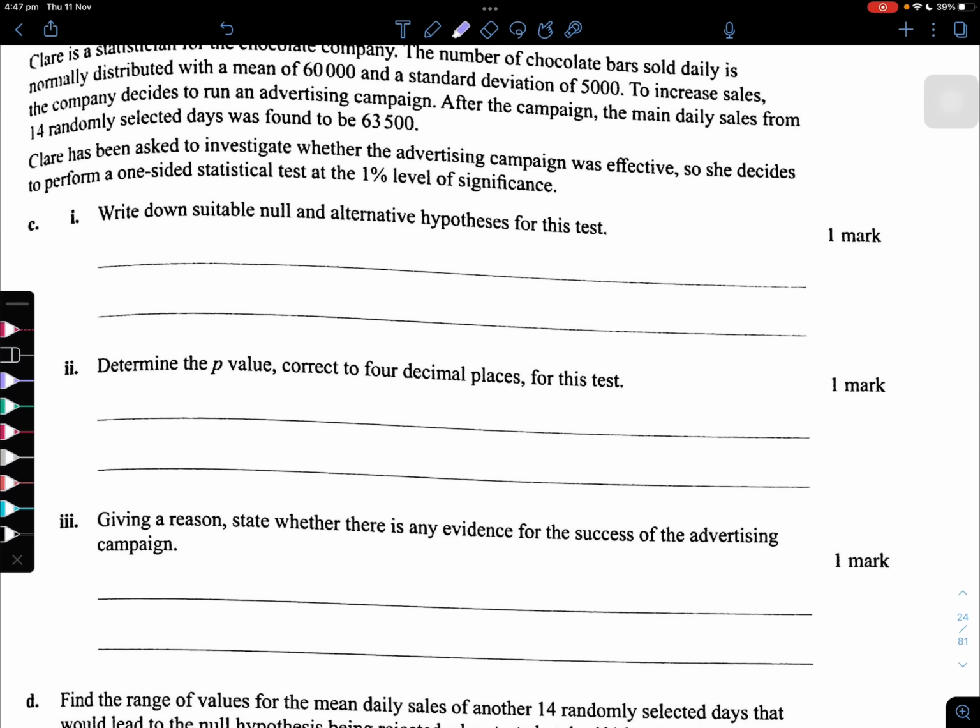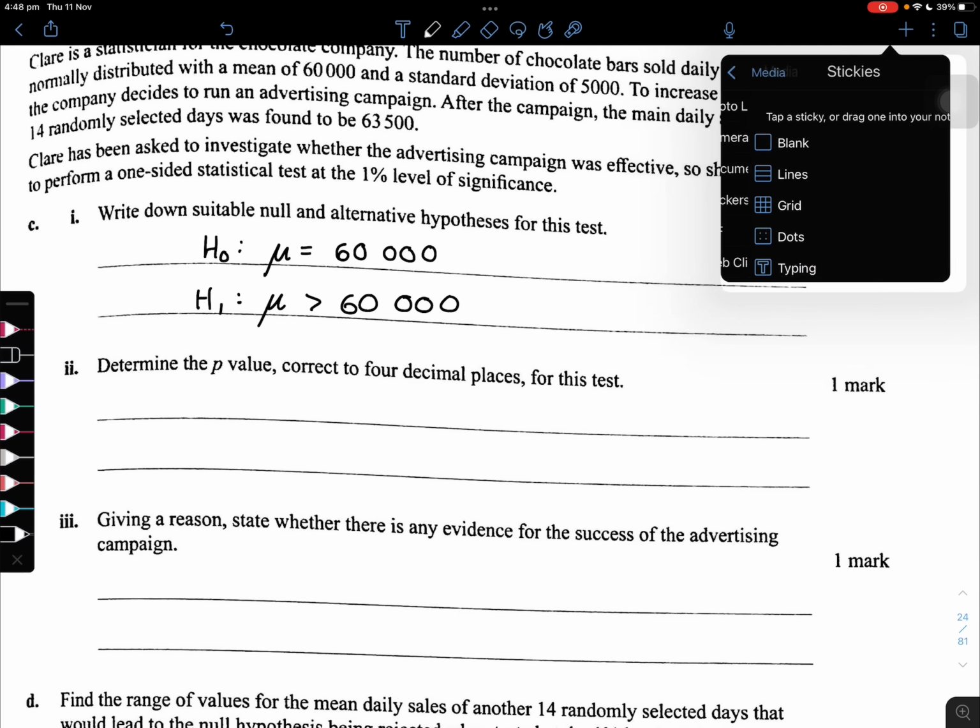Claire has been asked to investigate whether the advertising campaign was effective, so she decides to perform a one-sided statistical test at the 1% level of significance. Write down suitable null and alternative hypotheses for this test. So, our null hypothesis would be our mean equaling 60,000, and our alternative hypothesis would be that the intervention was actually successful and it was greater than 60,000.